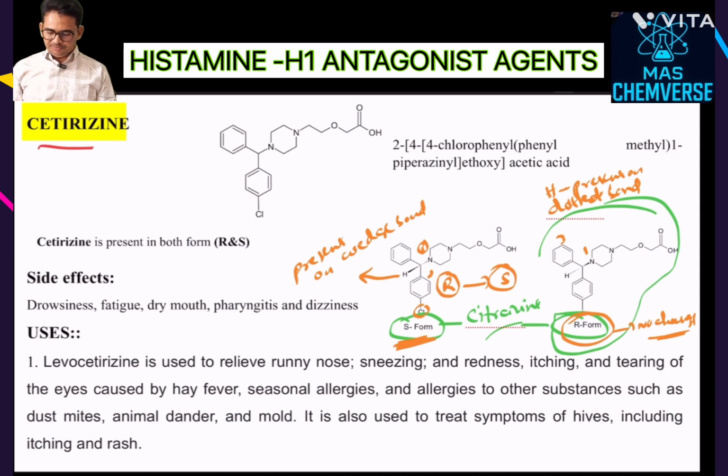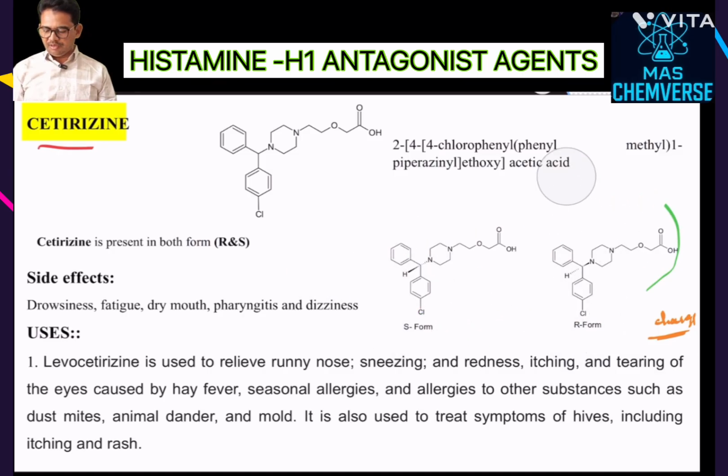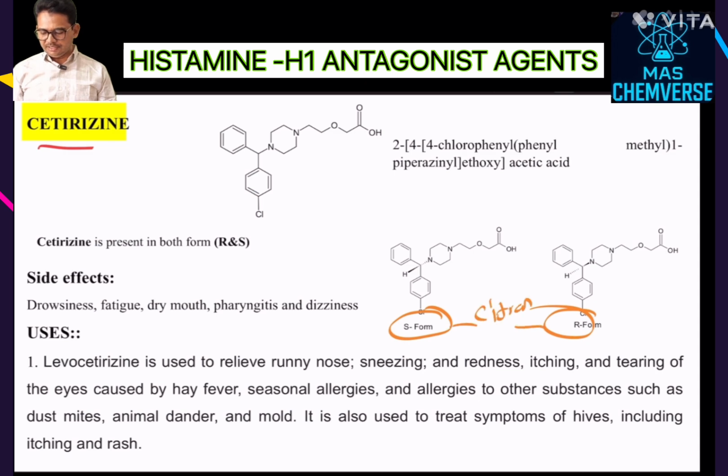Both have the same uses: allergies, hay fever and nose allergies, different types of sneezing, other body allergy processes, and common cold. All those things are going to be treated. But cetirizine has both forms, R form as well as S form. Both stereoisomers are present, S form and R form. Combined, they are called cetirizine. But sometimes it is less effective.